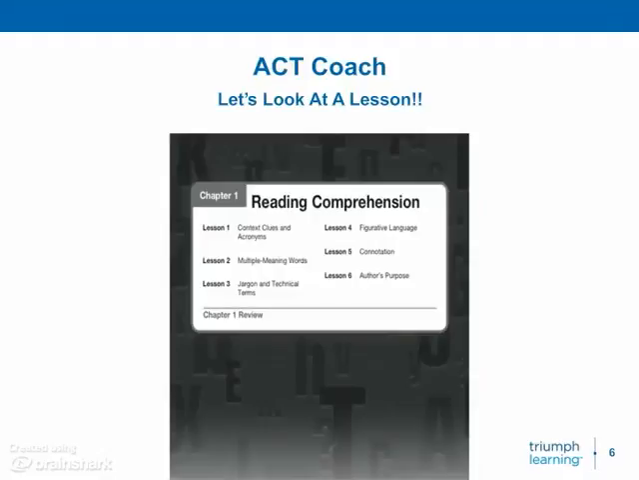Let's now look into a lesson for the English Reading and Writing ACT Coach. We see here the first chapter in this book is reading comprehension. This is broken down into 6 lessons that focus on the essential skills needed for reading comprehension questions on the ACT test. We also see that there is a chapter review at the end.